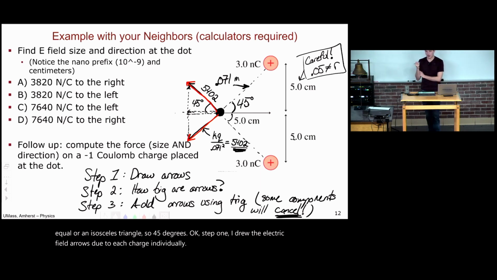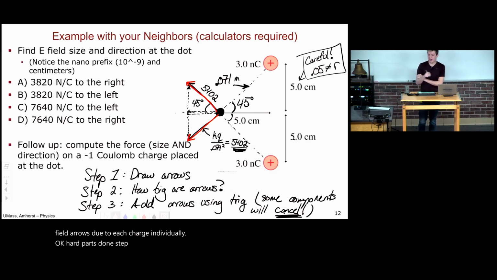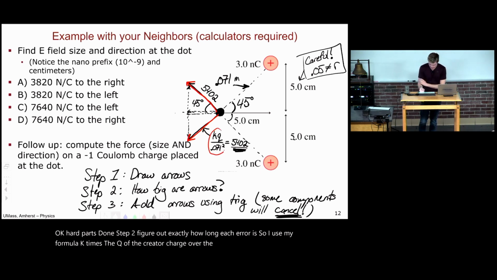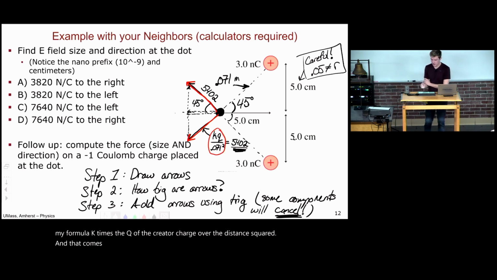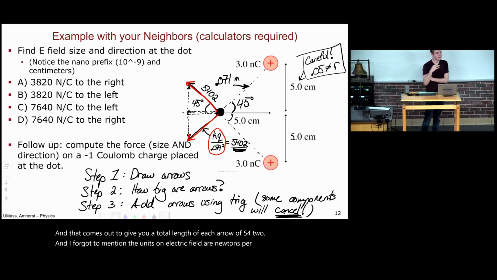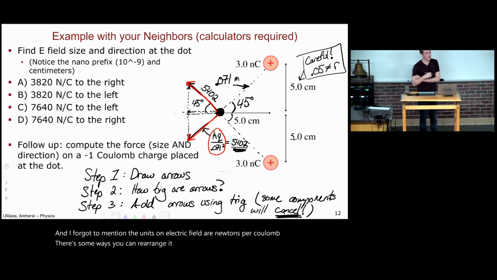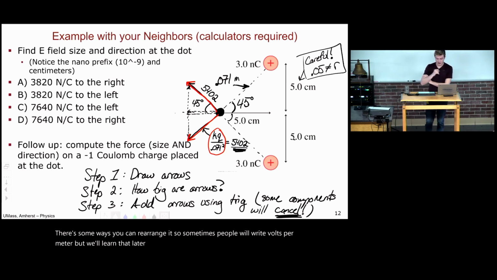Okay, hard part's done. Step 2, figure out exactly how long each arrow is. So I used my formula, k times the q of the creator charge over the distance squared. And that comes out to give you a total length of each arrow of 5402. And I forgot to mention, the units on electric field are newtons per coulomb. There are some ways you can rearrange it, so sometimes people will write volts per meter, but we'll learn that later. So the length of each diagonal arrow is 5402.